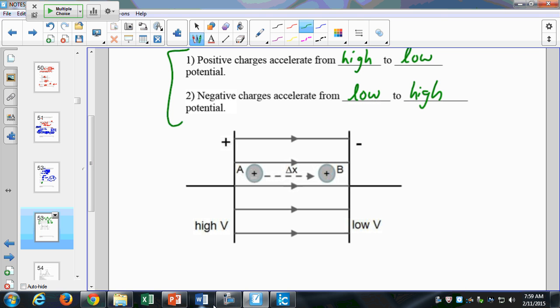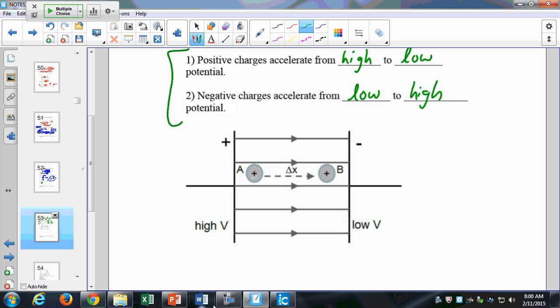So if I have a positive charge, I think about two plates. I have a positively charged plate and a negatively charged plate. Now the positive plate is a high voltage, a lot of energy per charge, and the negative plate is a low voltage. There's not much energy per charge. So if I put a positive particle here, it moves from the positive plate to the negative plate. So it moves from high to low potential.